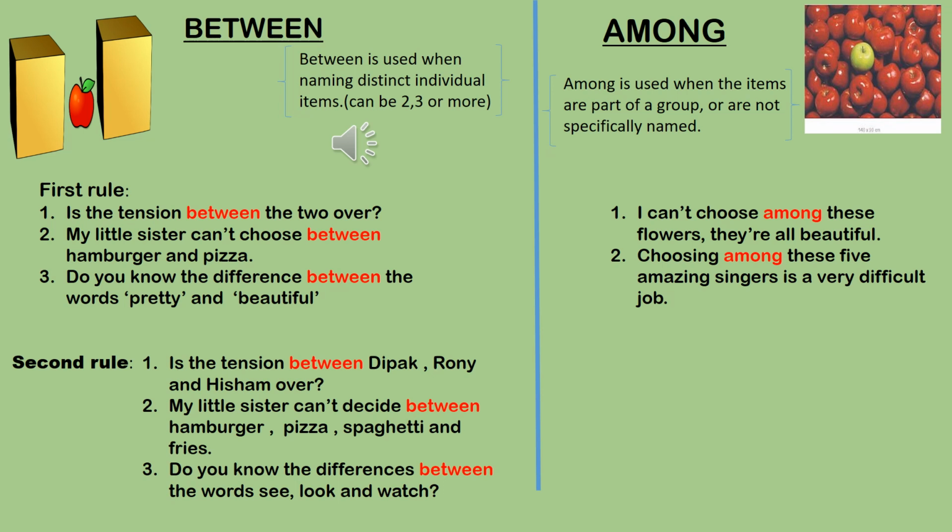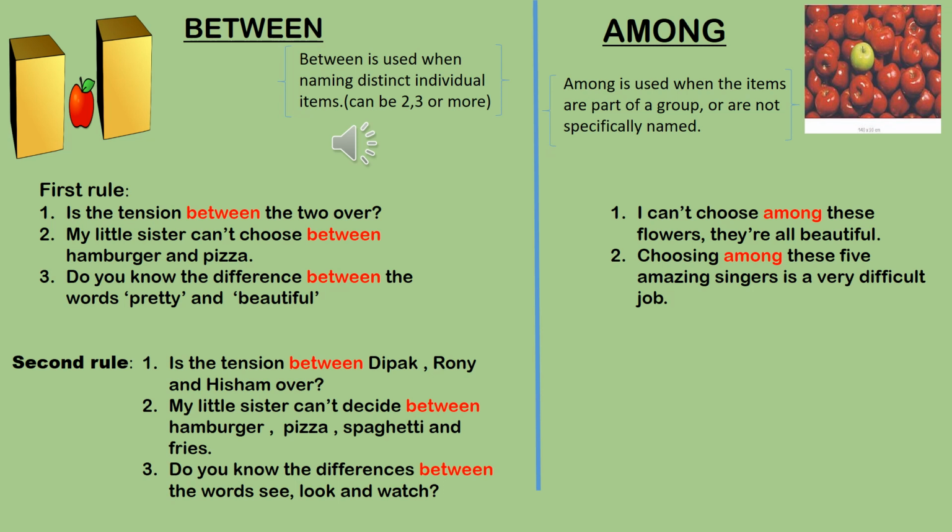It could be a person, place, or a thing. Like for example, is the tension between the two over? Number two, my little sister can choose between hamburger and pizza. Number three, do you know the difference between the words pretty and beautiful? Here I'm using between because I'm having two items. It's okay, this is not wrong, but this is not the only rule about between.